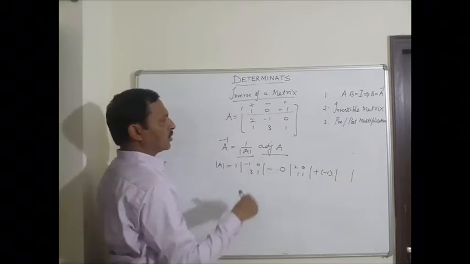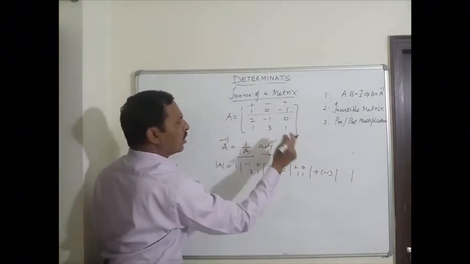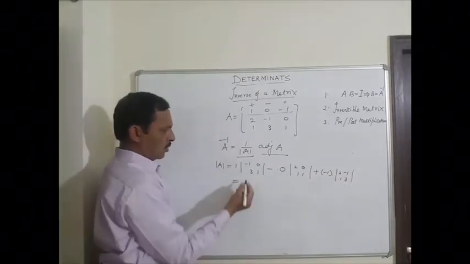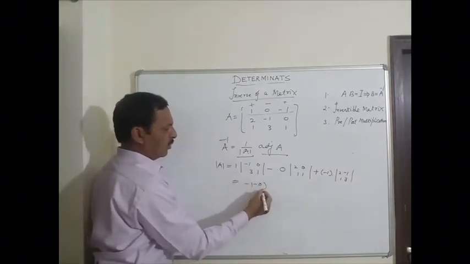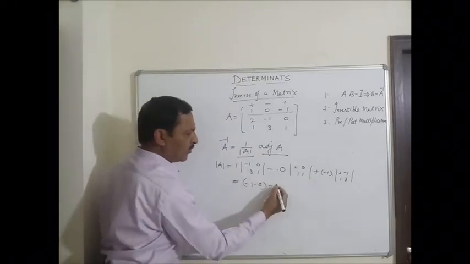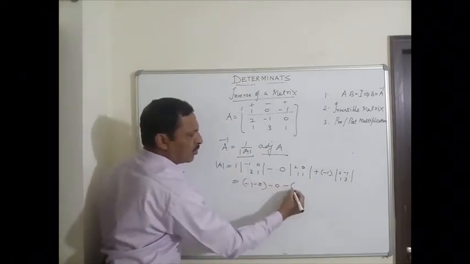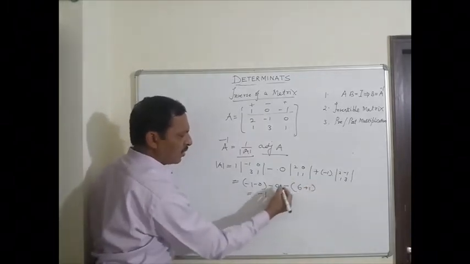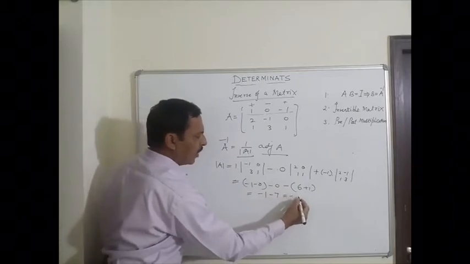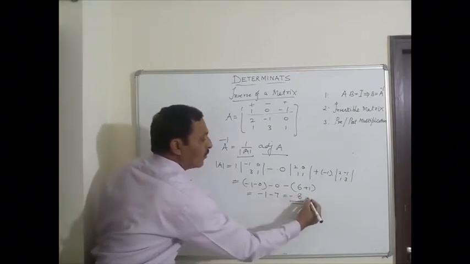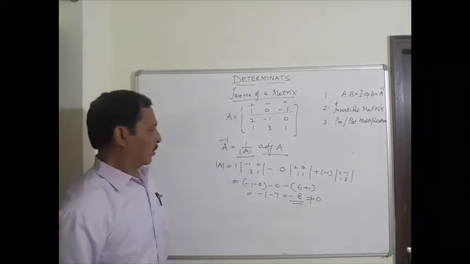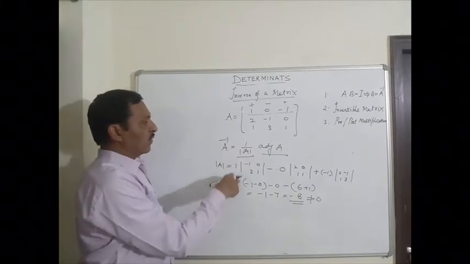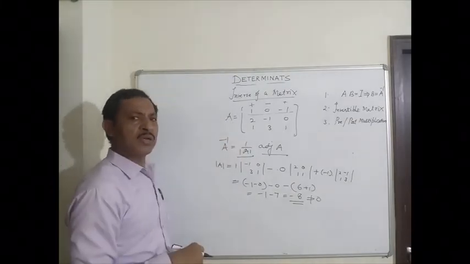What is the cofactor for this? This row deleted, column also deleted, the elements are 2, minus 1, 1, 3. So it's minus 1 minus 0. 0 into something is going to be 0 itself. Minus 1 into what? 6 plus 1. The value is minus 1 minus 7. The answer is minus 8, which is not equal to 0. Since the determinant answer is not equal to 0, we can find the inverse of this 3-order matrix.